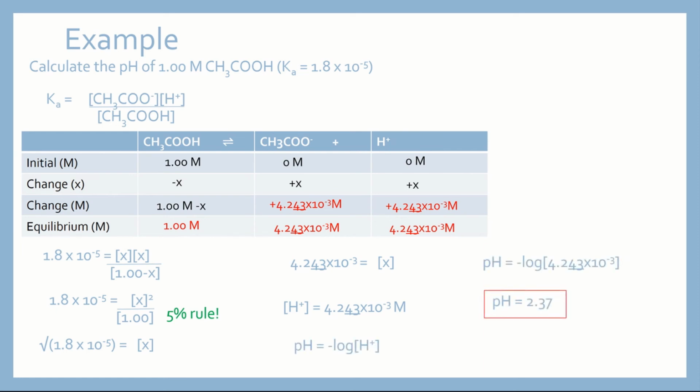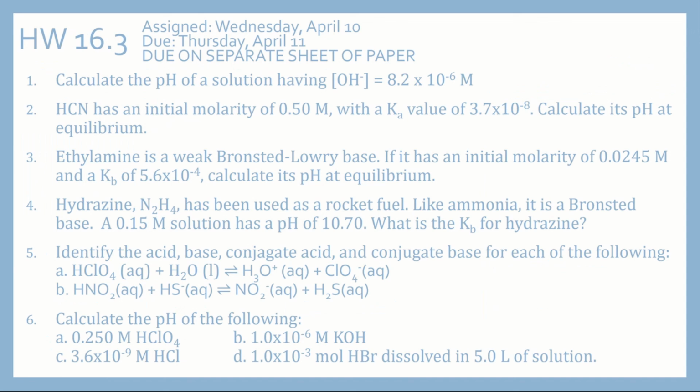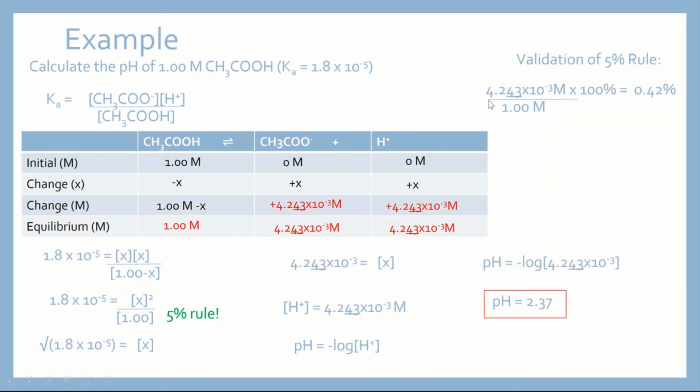And then finally, boom. Don't forget that just solving for X, or in this case, the concentration of H plus, is not your final answer. We're looking for the pH. So we need to take that concentration of H plus, and we need to solve for our pH. Don't forget to validate the 5% rule if you choose to use it. Our difference was 0.42%. Yes, definitely less than 5%. Valid assumption.